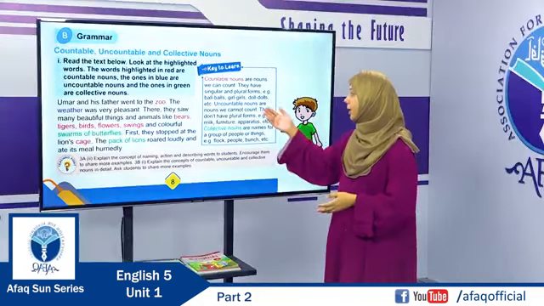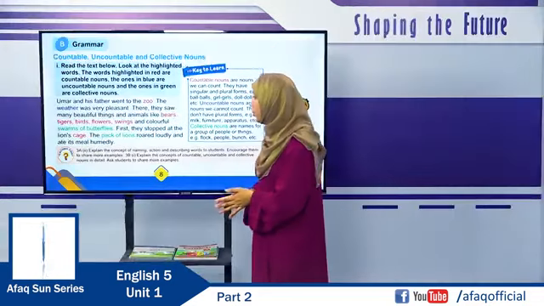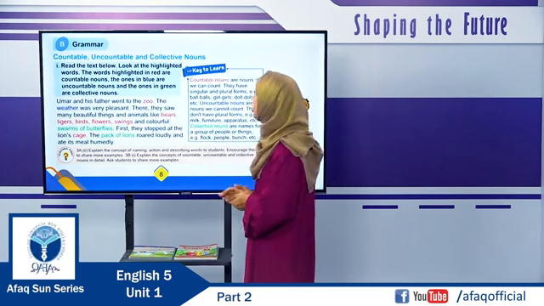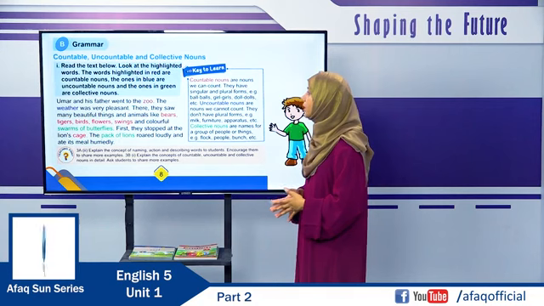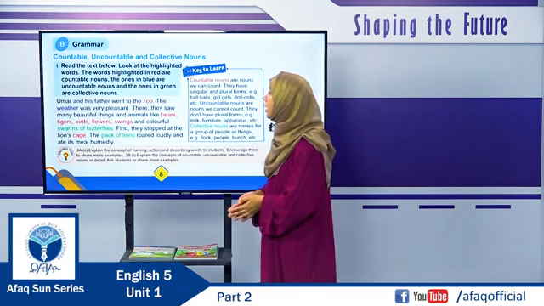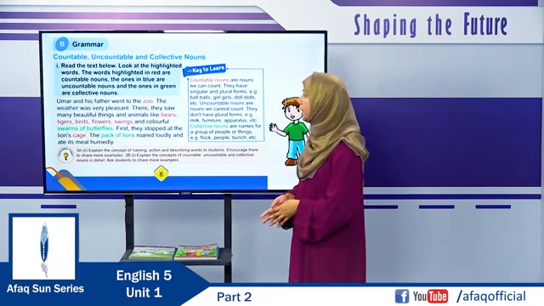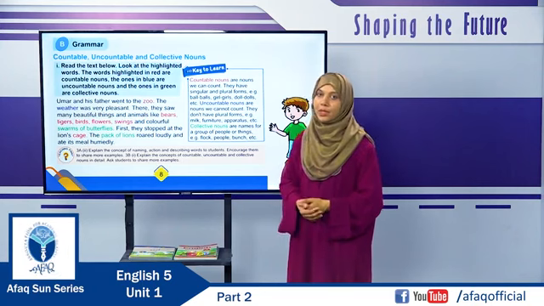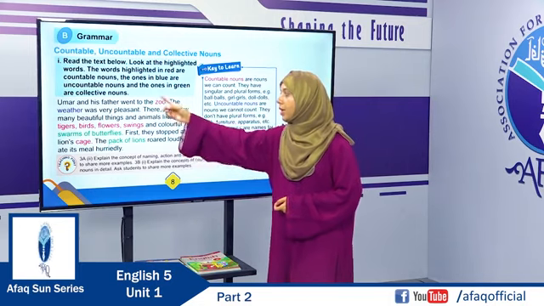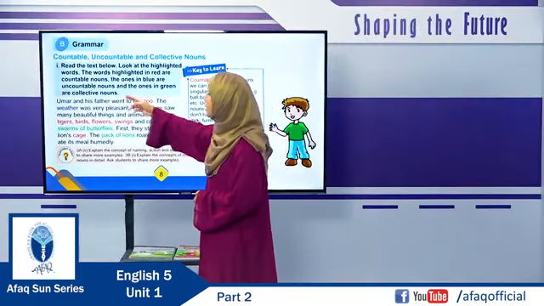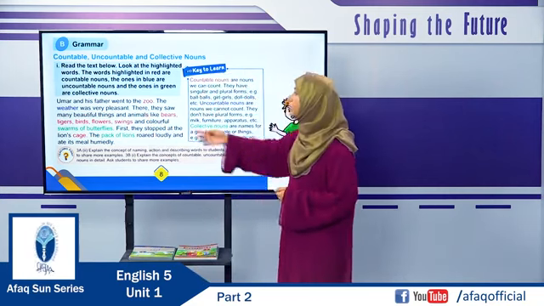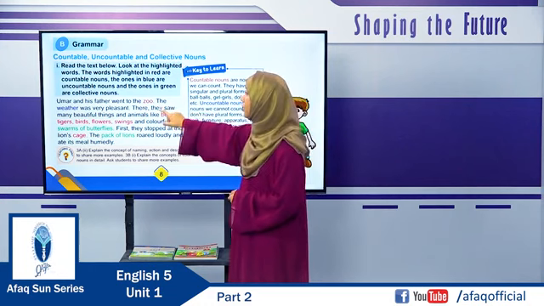Collective nouns, uncountable nouns and countable nouns have been provided in this paragraph. So you have to read the text below, look at the highlighted words. The words highlighted in red are countable nouns. The ones in blue are the uncountable nouns and the ones in green are collective nouns. So let's read the paragraph together. Umar and his father went to the zoo. Zoo, it has been highlighted in red, so this is a countable noun. Very good. So there can be a plural of this noun zoo as well. That's why it is a countable noun.